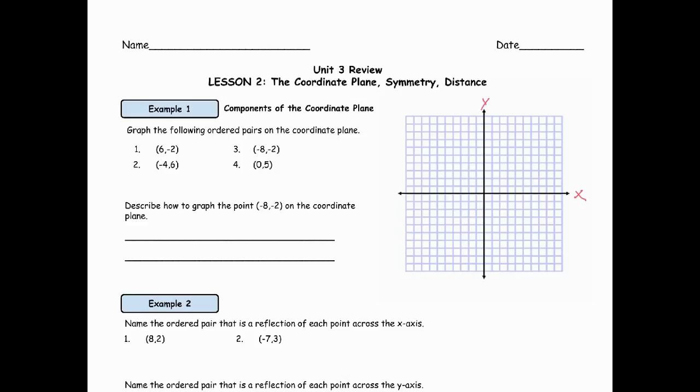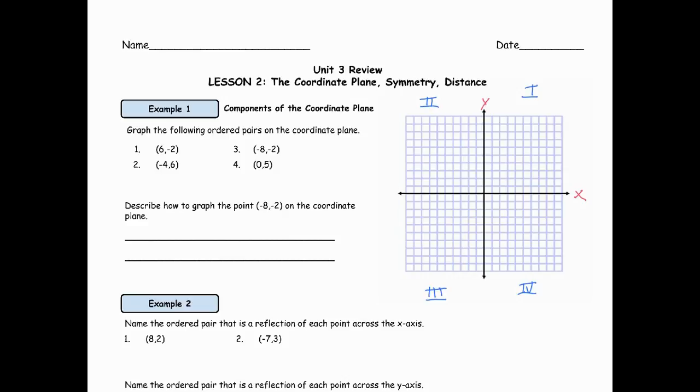So let's label those quadrants. The top right one, the one we're most familiar with, where the x and the y coordinates are both positive, is quadrant 1. And then we label counterclockwise, so we're going to go to the left. The top left quadrant is the second quadrant. The bottom left quadrant is the third quadrant. And the bottom right quadrant's the fourth quadrant. So let's graph those 4 ordered pairs there in example 1.